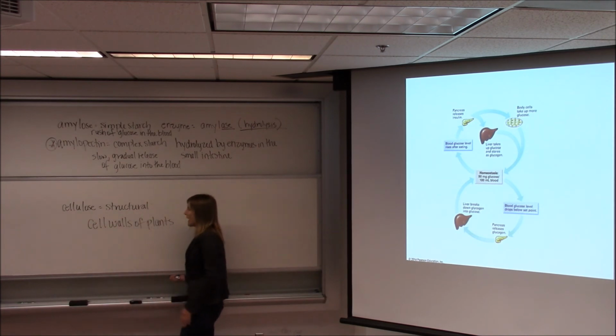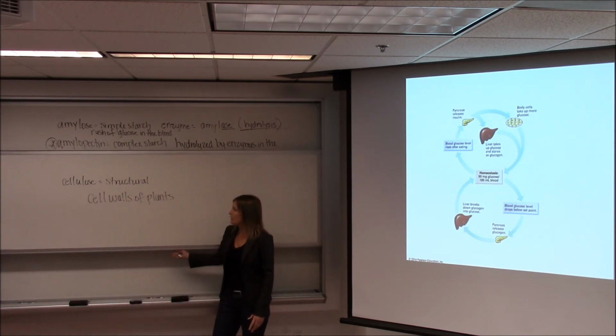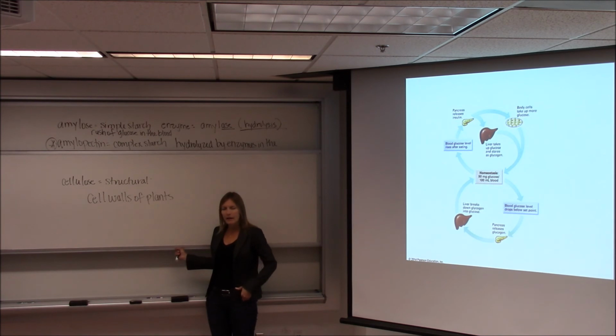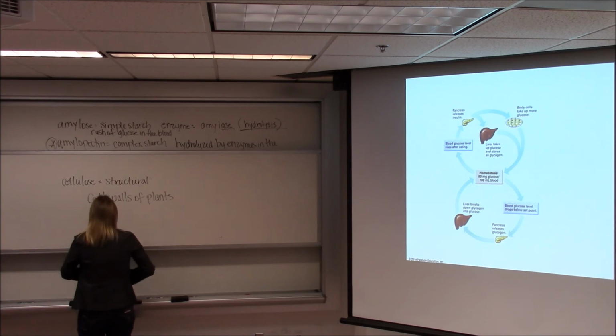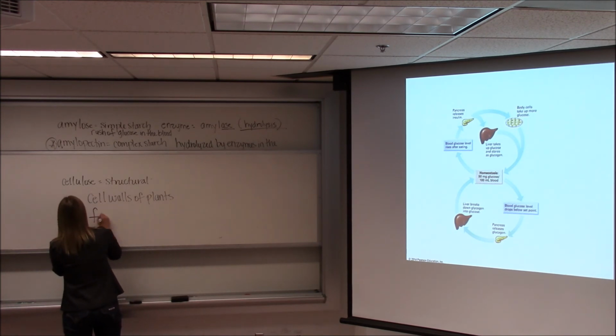So what happens then? If we eat a lot of cellulose in our diet, a lot of plant material, and we can't digest it, what does that become in our diet? It becomes fiber. It becomes fiber in our diet.